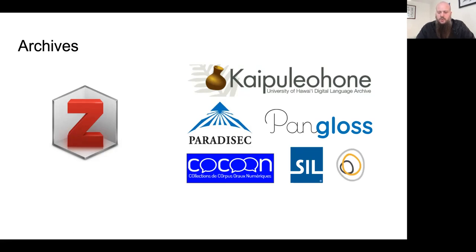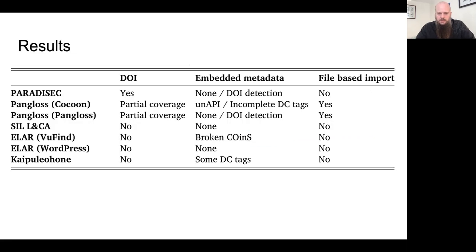So Zotero has a couple ways of importing bibliographic metadata. It can import from a standard file format like RIS or BibTeX or MODS, and a couple of others. And it also has a way of importing metadata via a DOI API or through embedded metadata. So I'm going to just present my results in the beginning here.